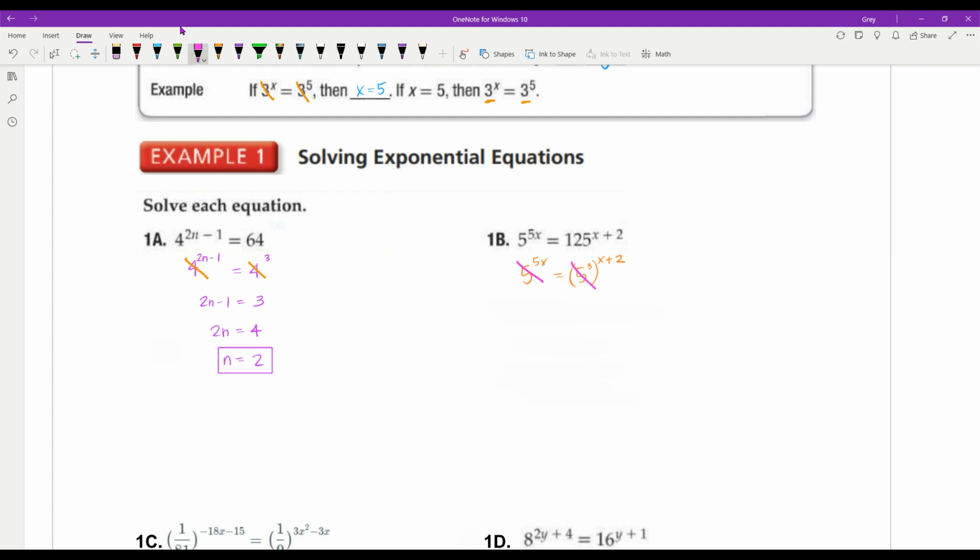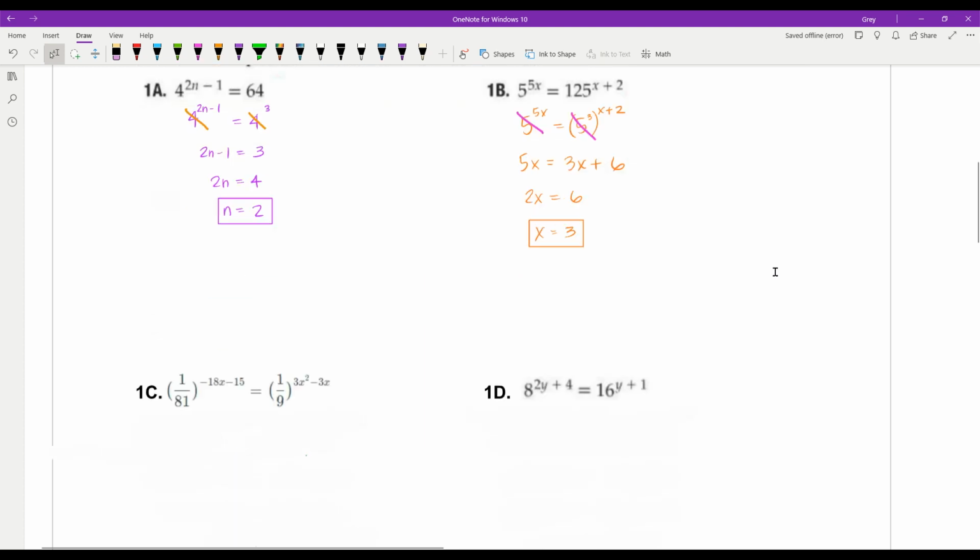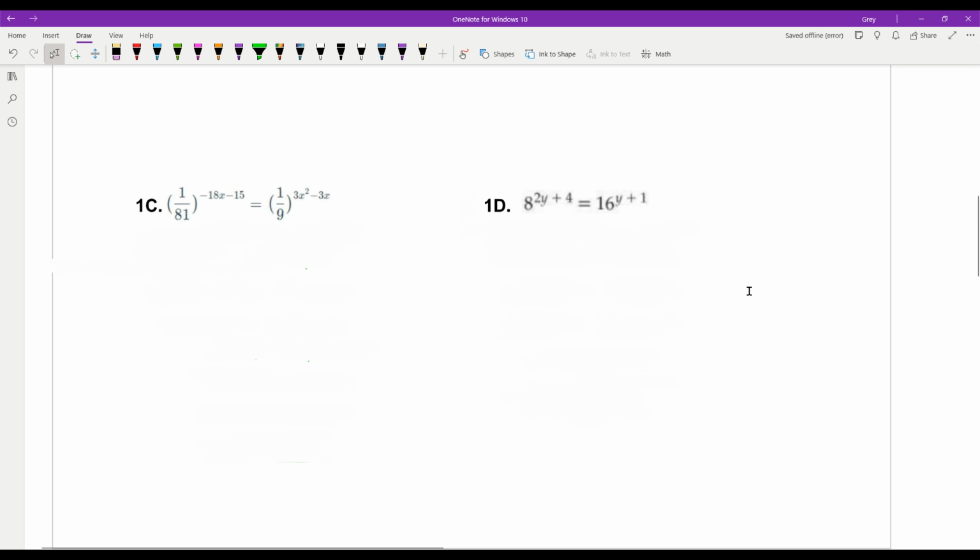So on the left side, I have 5x. What do I do to exponents when I raise a power to a power? What do I do to those things? Well, I hope you said we multiply them. So that means that 5x is going to equal 3x plus 6 because I got to do 3 times the quantity of x plus 2. Subtract my 3x, 2x equals 6, divide by 2, and x equals 3. Again, this step is so crucial. Do not skip it.